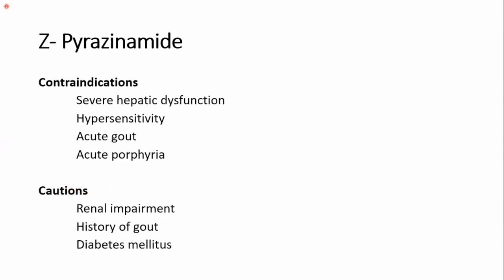Contraindications: severe hepatic dysfunction, a history of hypersensitivity, and a history of acute gout or acute porphyria. And caution in renal impairment because it's excreted renally, and if there is gout, it's a caution. And if the patients have diabetes mellitus, again, pyrazinamide is a caution.